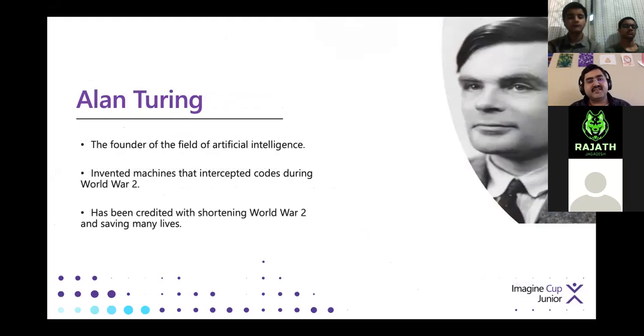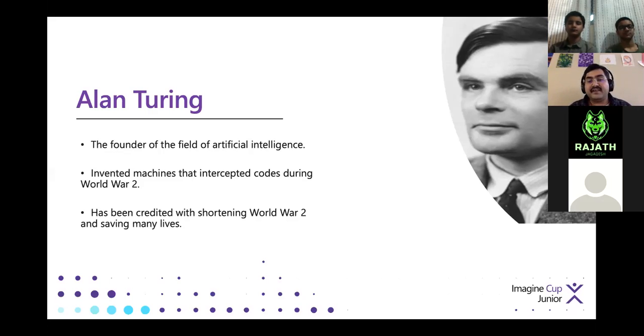And as you might have seen in the webinar provided by Microsoft, Alan Turing is the founding father of the field of artificial intelligence. He is the one who actually came up with the concept of Turing complete machines and developed the first so-called computer that broke the encrypted codes during World War II.